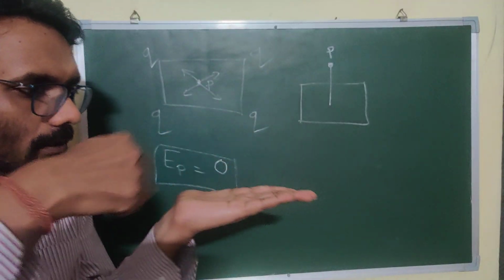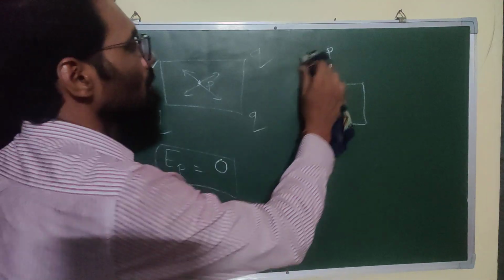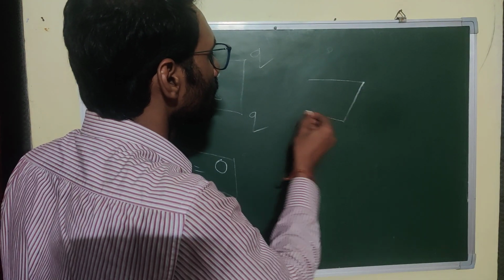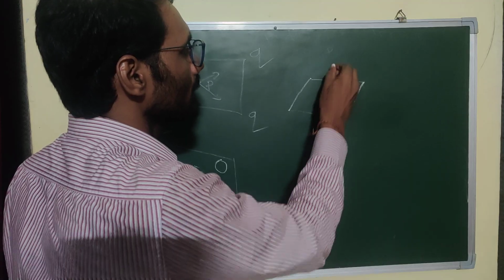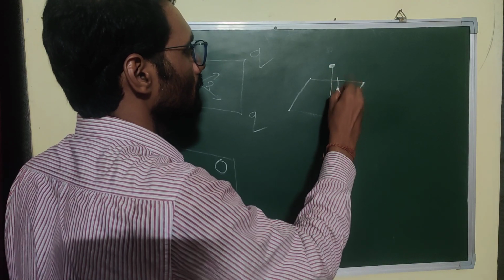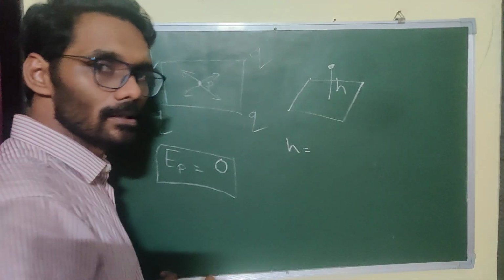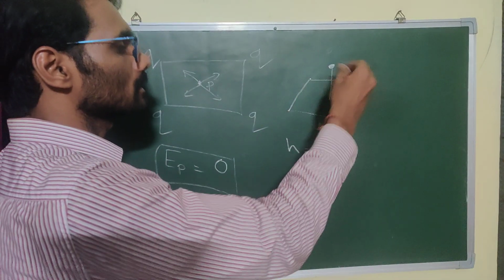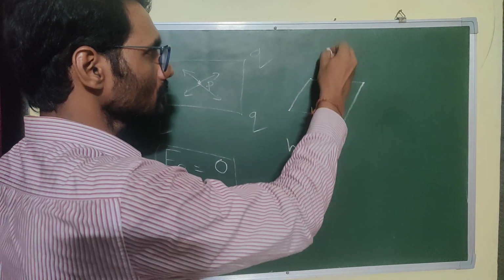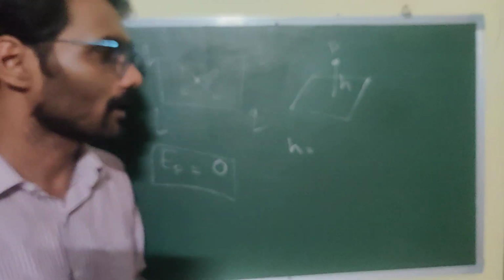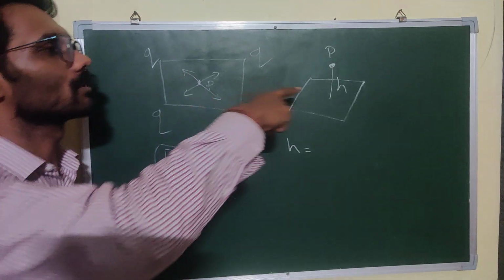This is the square and h height. You can draw it like this. This is the square and h height from the center of the square. So find out the electric field at this point. Can you do that? It is not 0. This is not going to be 0.